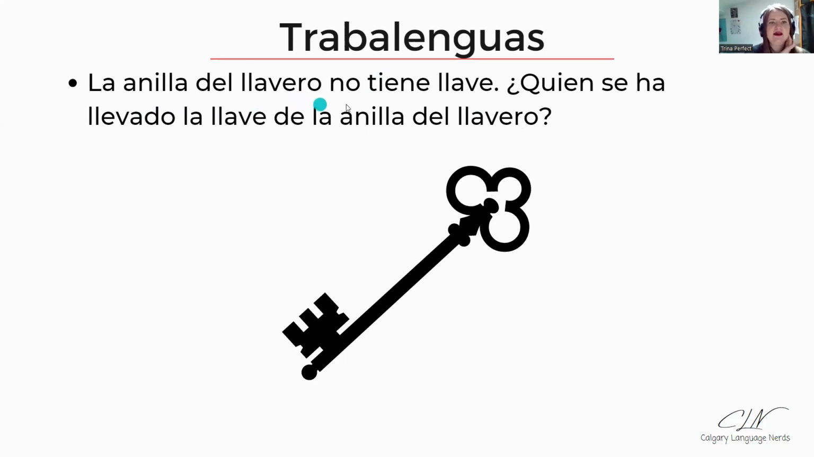La anilla de llavero no tiene llave. ¿Quién se ha llevado la llave de la anilla de llavero? So, who has taken the key from the ring of the key, of a key ring? Entonces, la anilla de llavero no tiene llave. ¿Quién se ha llevado la llave de la anilla de llavero?